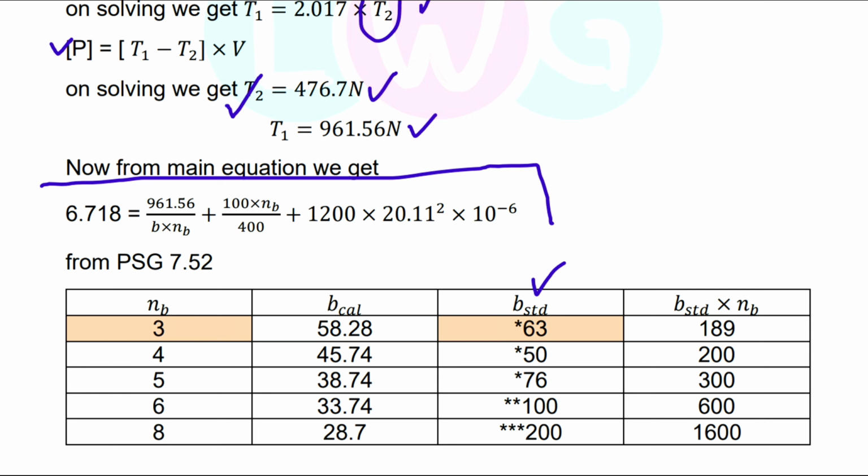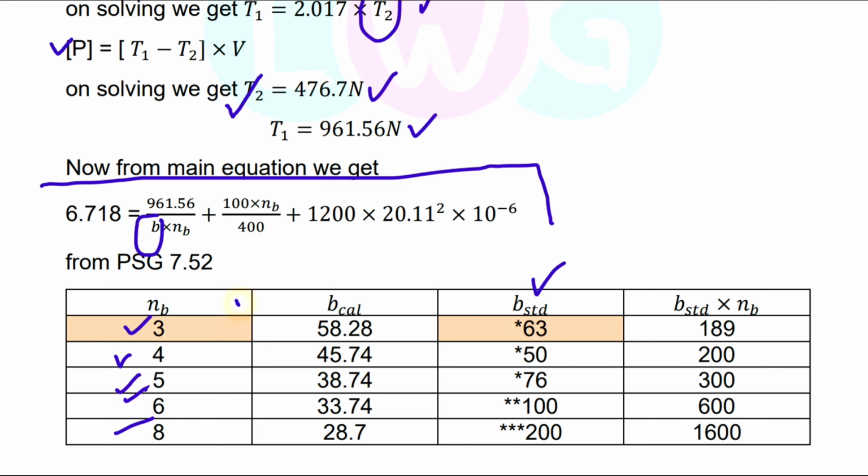The first column will be number of plies, copy as it is, which is given on page number 7.52: 3, 4, 5, 6, 8. Next we will calculate the B. As first we will go for 3. Put the value of number of plies here, 3, and here also 3. On solving we get the B calculated, which will be 58.28. Same procedure for 4, 5, 6, 8.